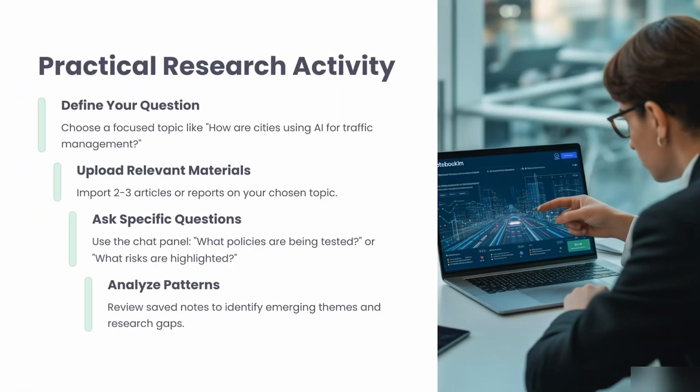Let me suggest a practical activity before we finish. Choose a focused research question, something like, how are cities using AI for traffic management? Upload 2 or 3 relevant reports or articles. Then use the chat panel to ask specific questions. What policies are being tested? What benefits or risks are highlighted? Save the responses as notes, and then examine how those notes begin to form patterns. What themes are appearing? What's missing? What should be investigated further?